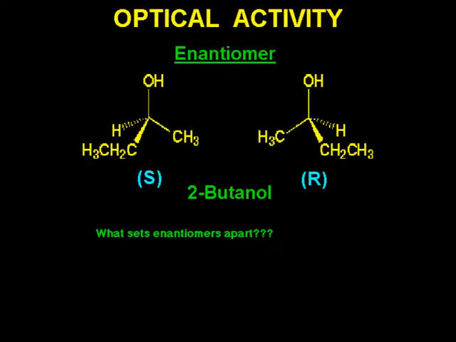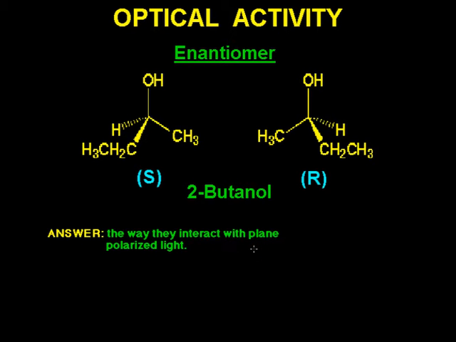Now what sets these enantiomers apart? It looks like they are the same molecule, because only the same molecules can have identical physical and chemical properties, isn't it? But they are different, right? Because you can't superimpose them. As a result, we need to prove that they are different. So what sets these enantiomers apart? The answer is that they interact with plane polarized light in a different way.